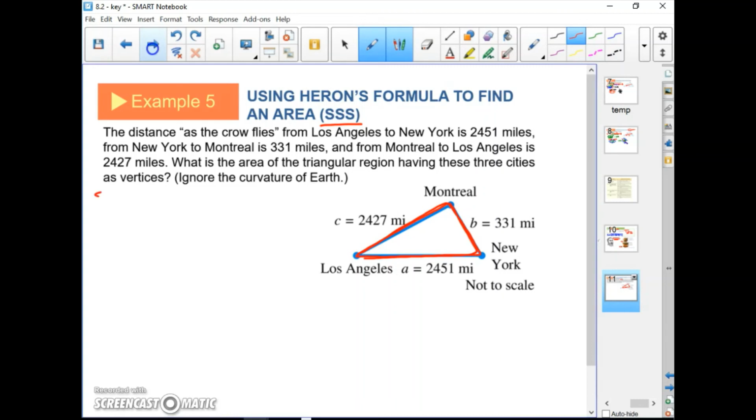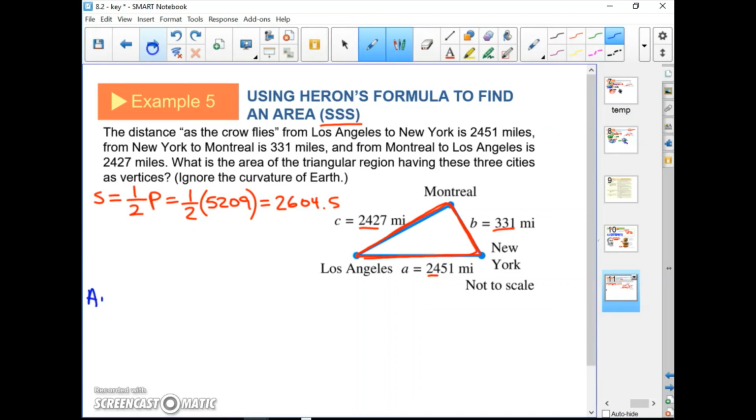So first thing we would want to do is find the semi-perimeter. Semi-perimeter is half the perimeter. So perimeter, we'd add up the sides, add up those 3 numbers. Double check me here, but I think it's 5,209. Somebody add that up real quick. Okay, so half of that perimeter is 2,604.5. That is not the answer. That is not the area. That's the semi-perimeter, or half the perimeter. We're going to use that number to find area.